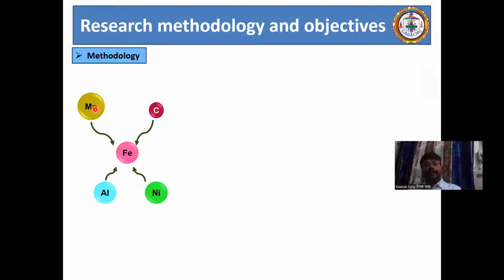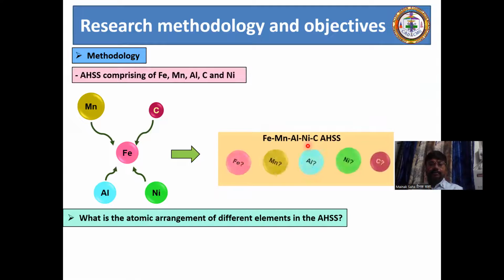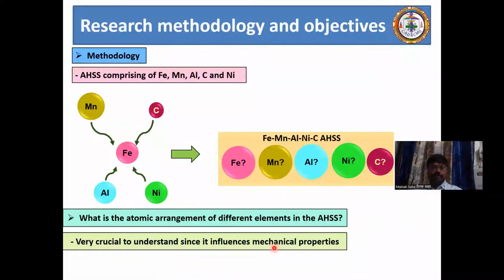I have added a number of different alloying elements, for example iron, manganese, carbon, aluminum, and nickel, and synthesized an advanced high strength steel and an aluminum alloyed Fe-Mn-Ni-C advanced high strength steel. Having synthesized that, the bigger question is, what is the atomic arrangement of the different alloy elements present in the AHSS? It is very crucial to understand because it directly influences the mechanical properties of the steels.